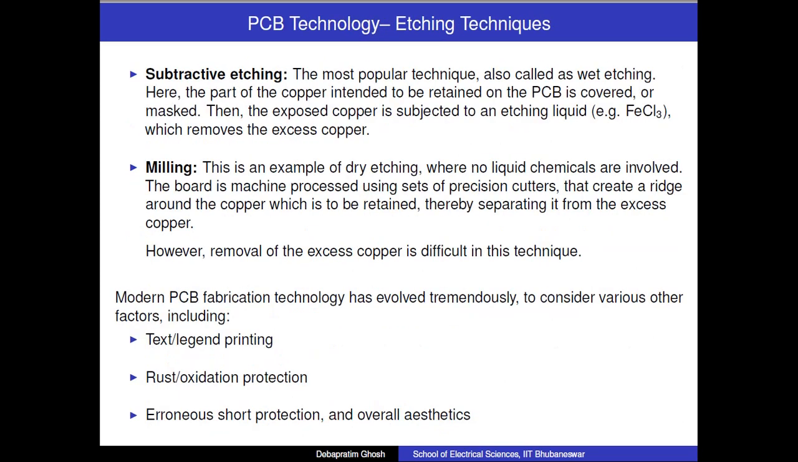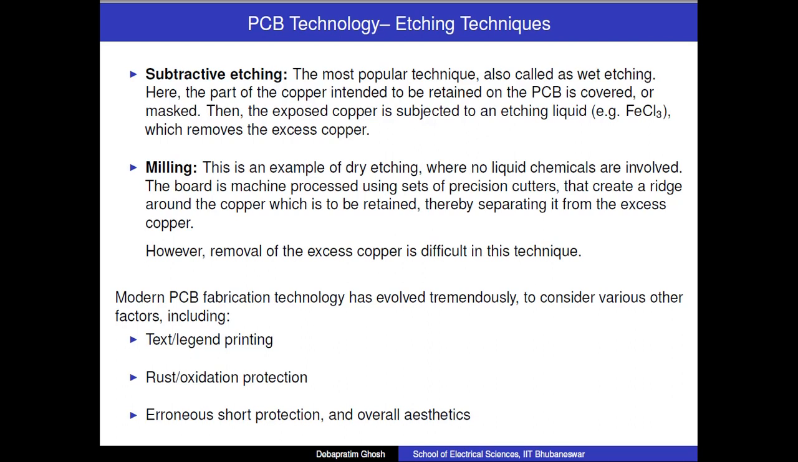So two of the most important types of PCB etching techniques, one is called subtractive etching, the other is called milling. So 80 to 90% of the applications of PCBs or the fabrications of PCBs make use of subtractive etching. Now what this is called, it is a kind of wet etching where the part of the copper that is not needed for the connections is totally removed.